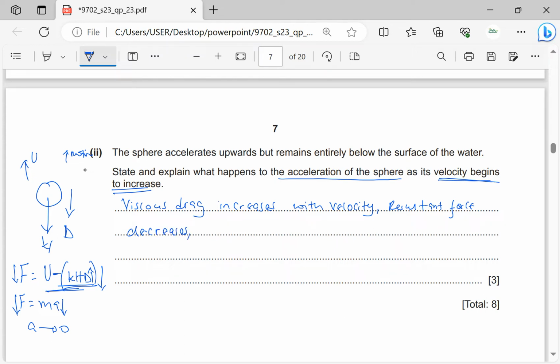And as the resultant force decreases, remember the upthrust and the weight remain constant. The upthrust and the weight stay the same, so it means the acceleration decreases as its velocity increases.